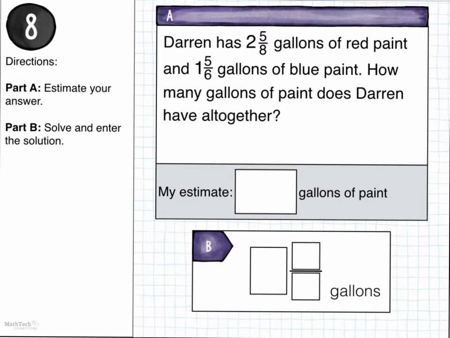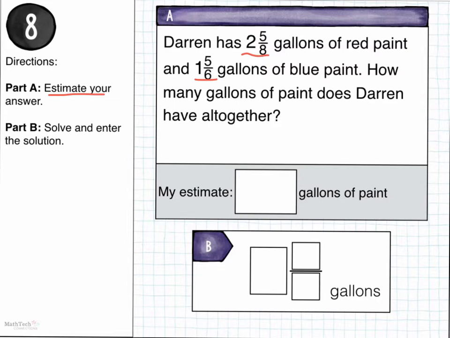Again, we have 2 parts, a part A and a part B, but this time we're actually going to be making the estimate. Darren has 2 5/8 gallons of red paint and 1 5/6 gallons of blue paint. How many gallons of paint does Darren have altogether?